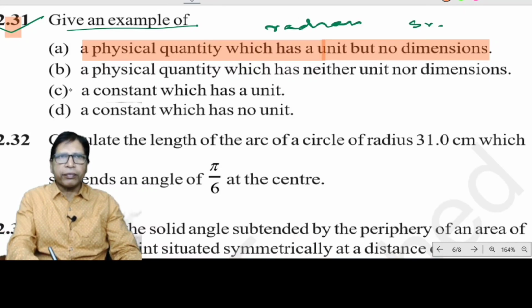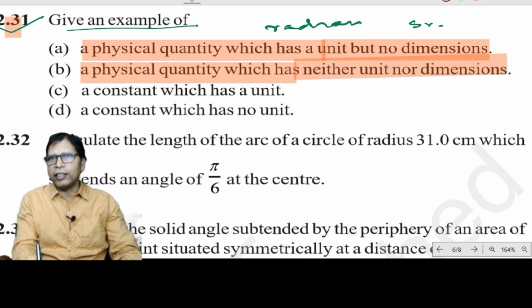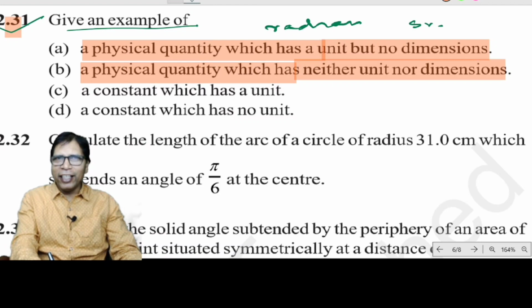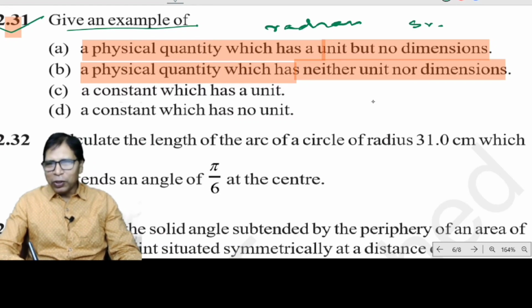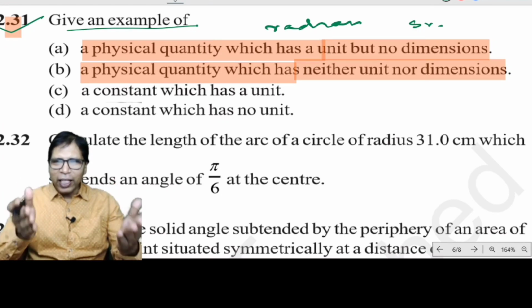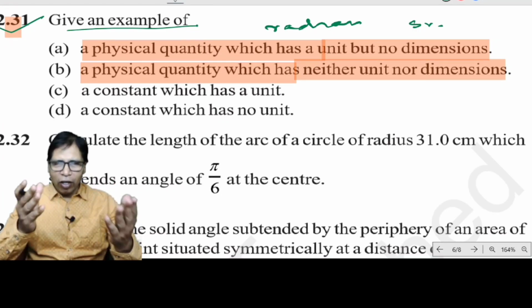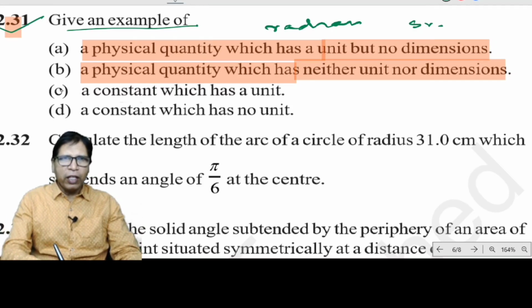Next, a physical quantity which has neither unit nor dimension. Okay, specific gravity, Poisson ratio, etc. are the physical quantities which have neither dimension nor unit. Okay. Now, question number 3.